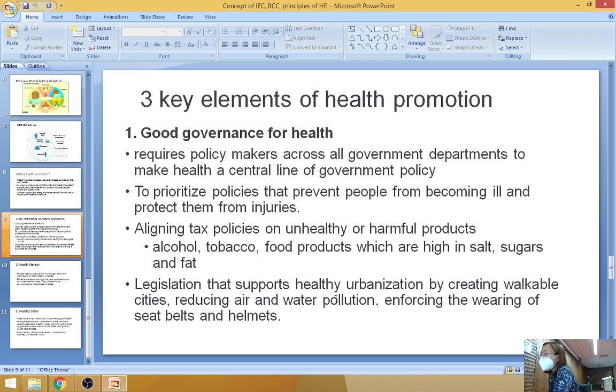Legislation that supports healthy urbanization by creating walkable cities, reducing air and water pollution, and enforcing the wearing of seat belts and helmets. These are all health promotion measures through good governance. If we make a proper law that if you do not wear a helmet while driving two-wheelers, you will be fined, this is an example of good governance of health promotion. And an area where smoking is not allowed, a smoke-free zone, is also an example of good governance.